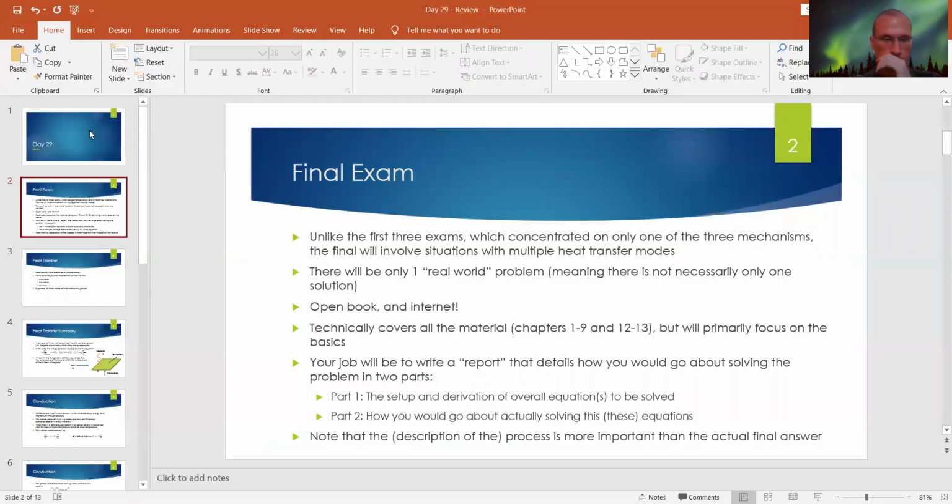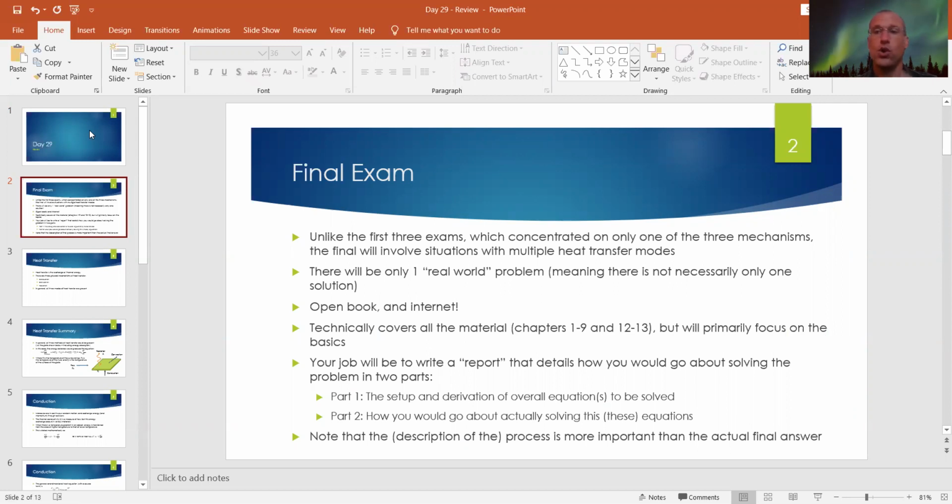All right, so last up is the review session for basically the entire course. So big picture thing, I'll just talk about the final exam first. We dealt with conduction for a month, we dealt with convection for a month, we dealt with radiation for a month. In general, in real world problems, you're going to have all three combined together. And so that's kind of what your final exam is going to encompass.